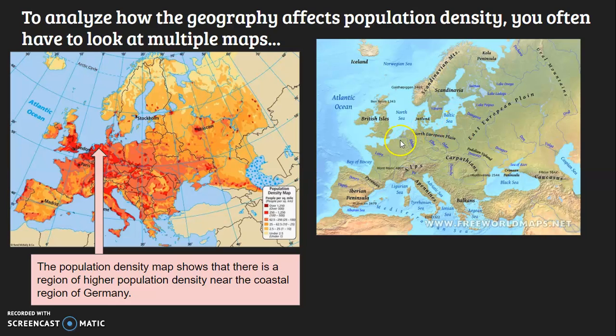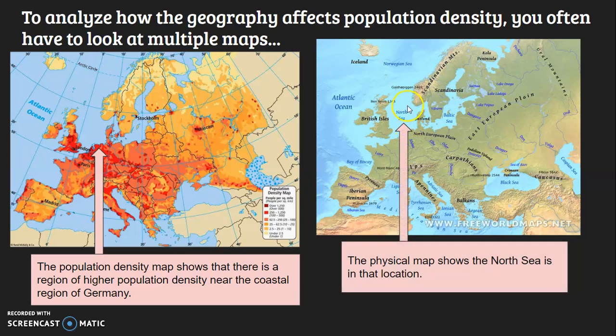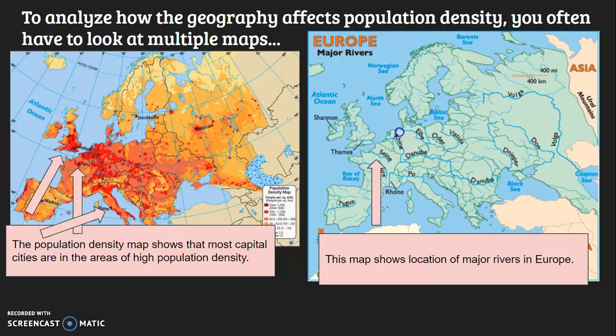Well, if you look on the physical map of Europe, you're going to notice that in this area, we have the North Sea. Remember, regions near water, near the coast, are important for trade. People have access to the sea. This way they can trade goods with other nations via maritime routes, via sea routes.